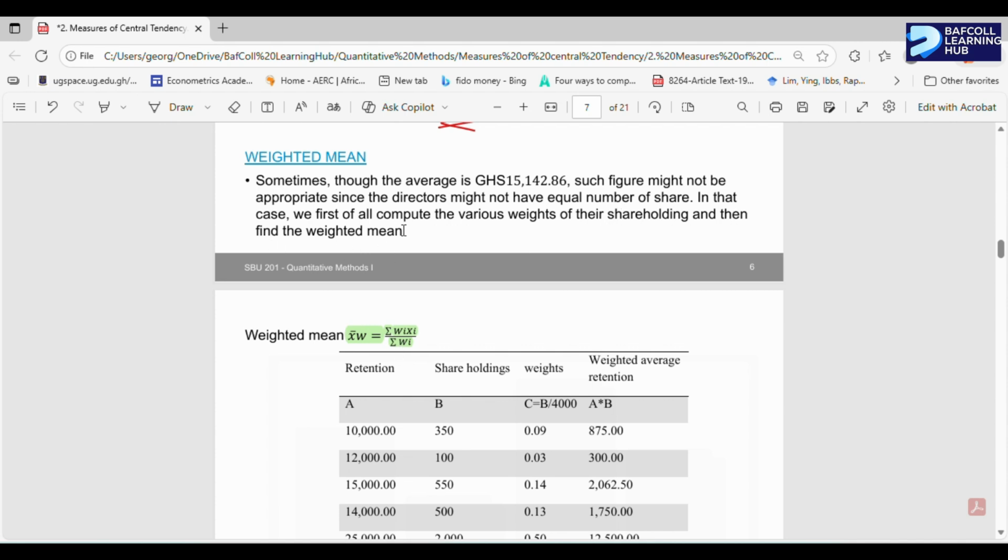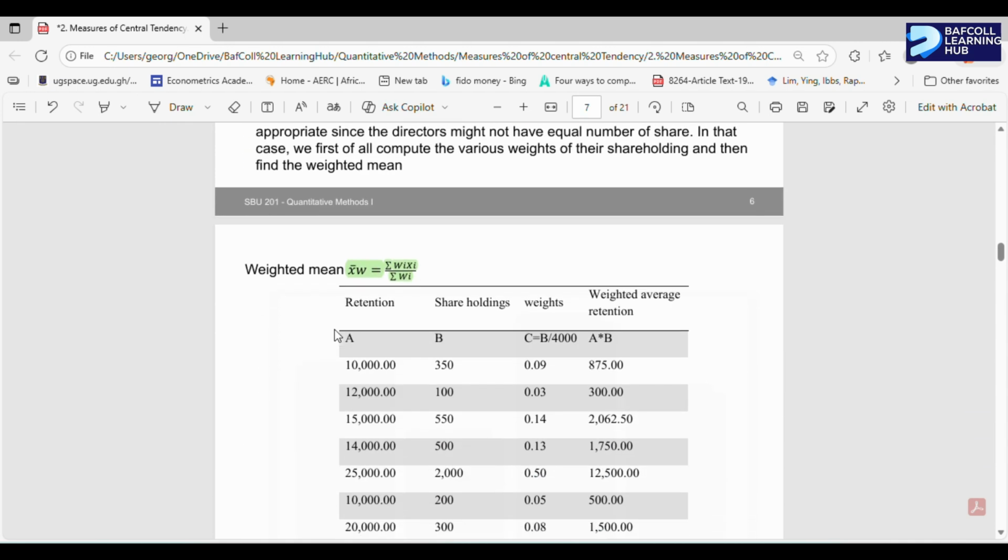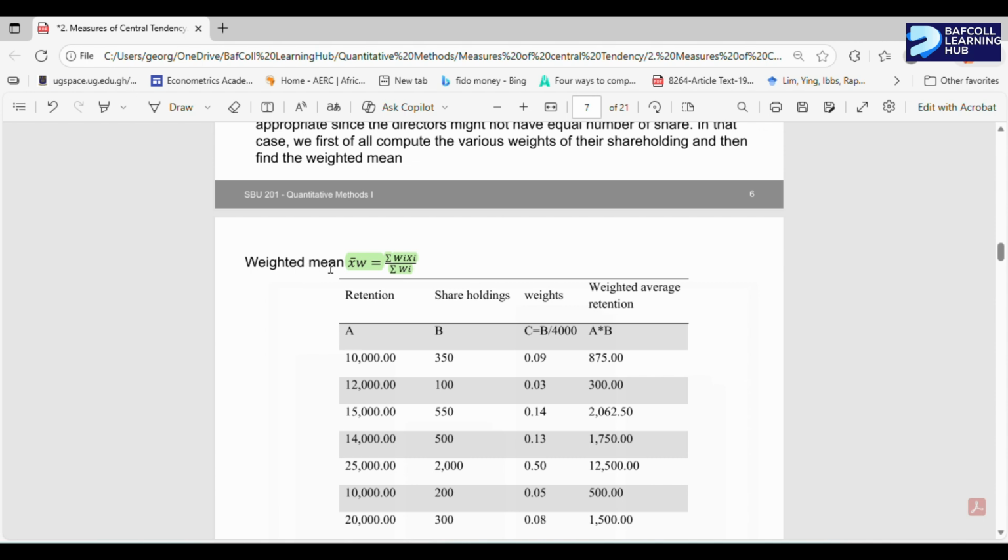So what this is trying to say is that now over here we are talking about directors who are, let's say, invested in the business or invested in the company. Now based on the profits that they decided to retain, we are not forgetting the fact that all these investors, let's say, have a certain number of shareholdings in the company. So although the arithmetic, or let's say the average profit everyone is retaining is 15,142.6, it cannot be applied to everyone. So this is the average of the group, but we can go ahead and calculate the actual mean by factoring in the shareholdings that they hold in that company.